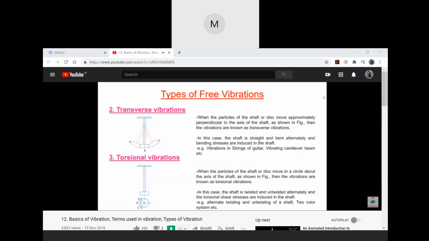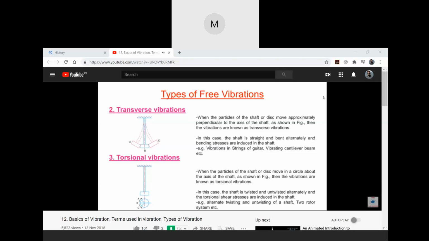Example: vibrations in the strings of a guitar. If you are using any musical instrument, in the case of a guitar, you are vibrating the strings perpendicular to the length of the strings, so the vibrations will be transverse vibrations. Now, vibrations in a cantilever beam can also be transverse vibration if you vibrate that cantilever perpendicular to its length.